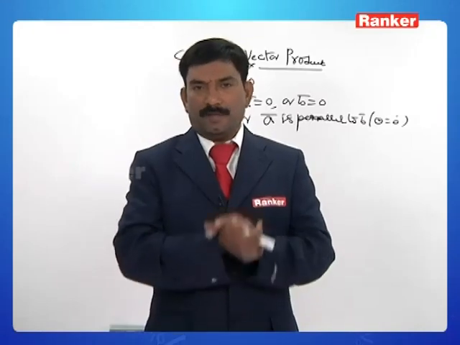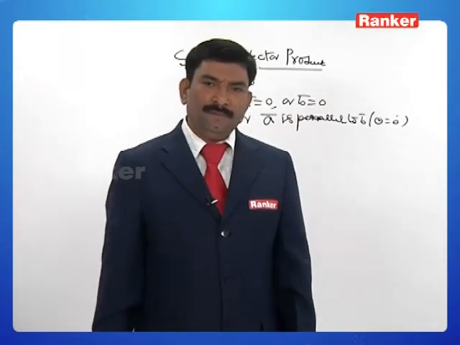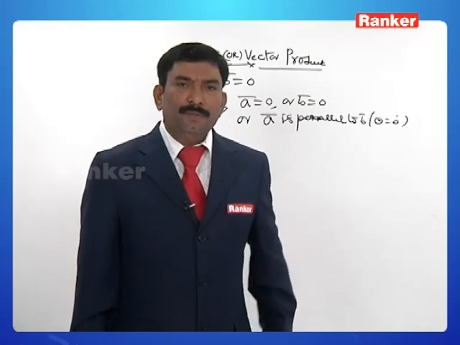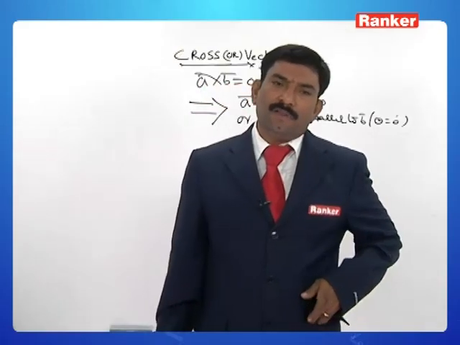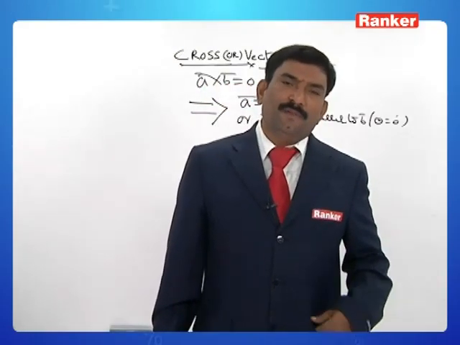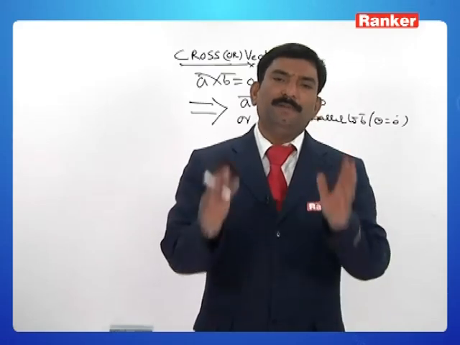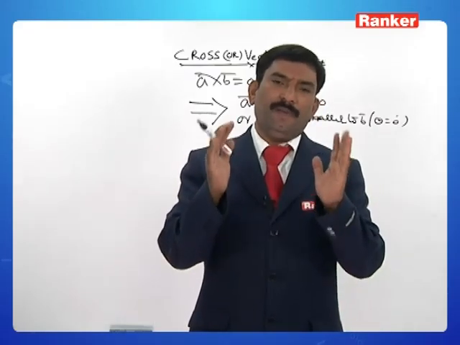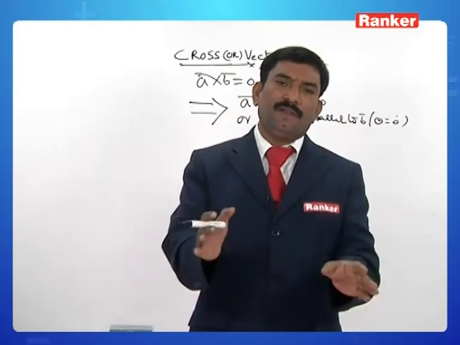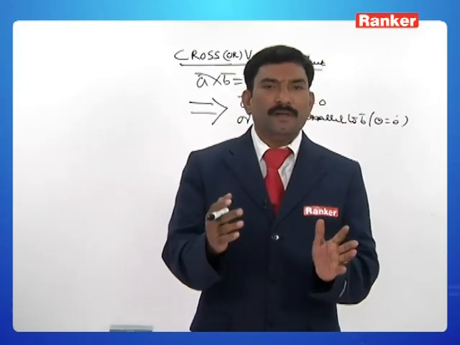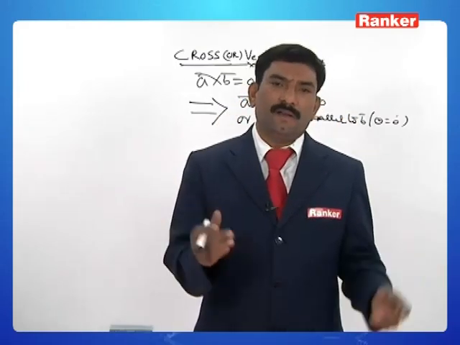Hereafter, wherever you come across A bar cross B bar is equal to 0, which implies A bar and B bar must be either 0 vectors or null vectors or collinear or parallel.